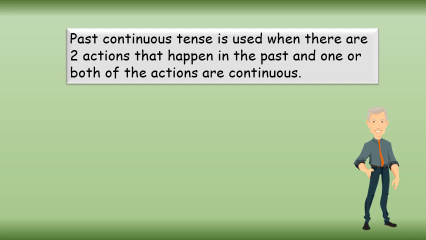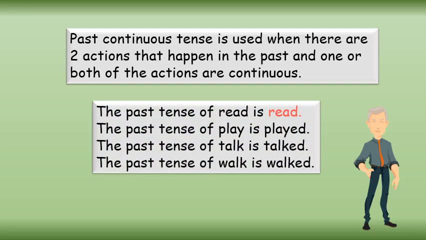Past continuous tense is used when there are two actions that happen in the past and one or both of the actions are continuous. I'll use these verbs to practice past continuous tense. Read, the past tense of read is read. Play, the past tense of play is played. Talk, the past tense of talk is talked. And walk, the past tense of walk is walked.